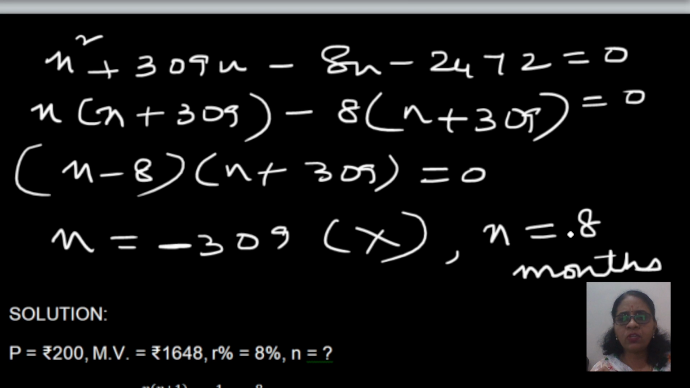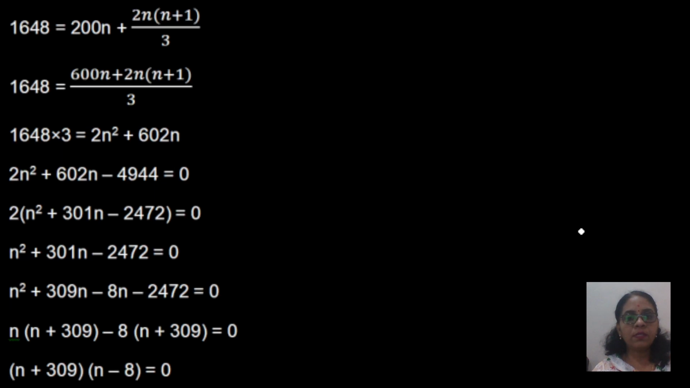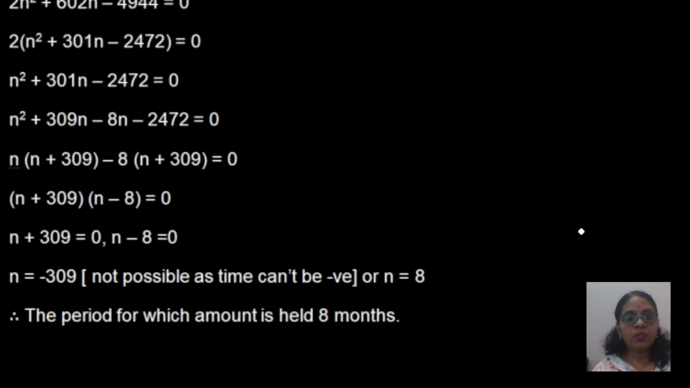So the same question, if they say find the time in years for which the account was held, you have to convert 8 months to years. How do you convert 8 months to years? 8 by 12, which is how much? 2 by 3 years. So that's how you do the sum correctly. So see the solution now. This is the solution. So this is the period for which the amount is held.